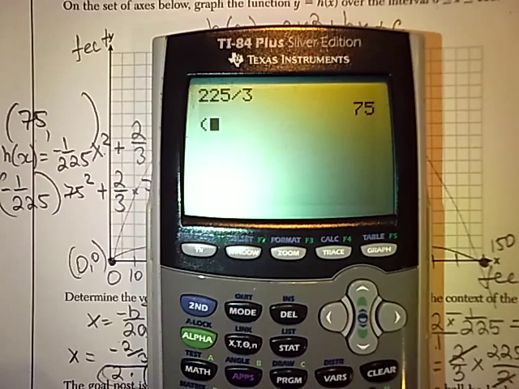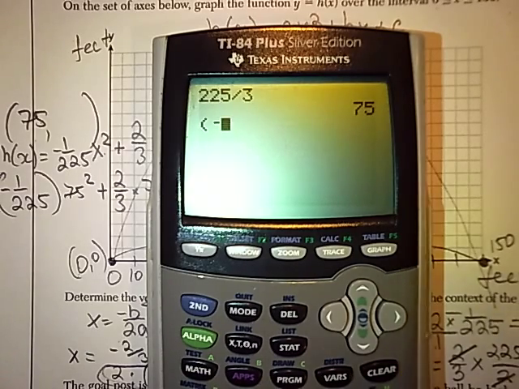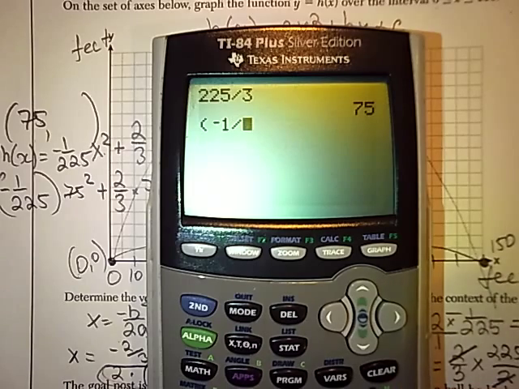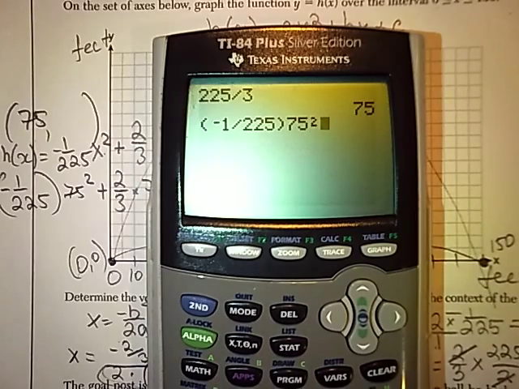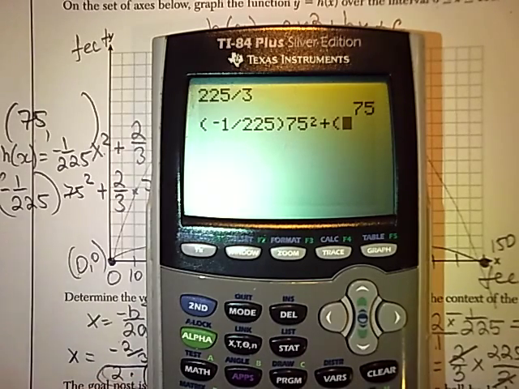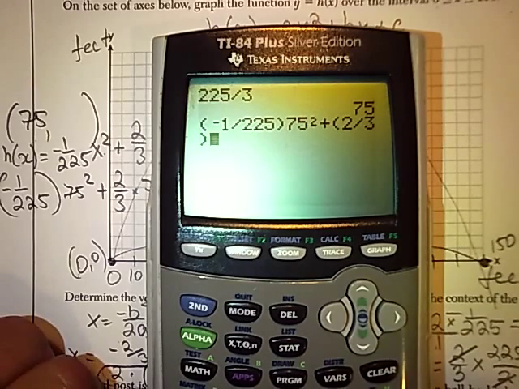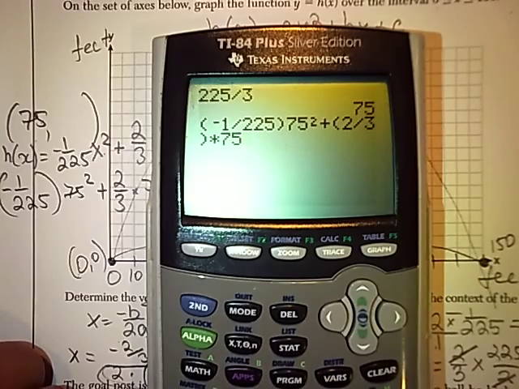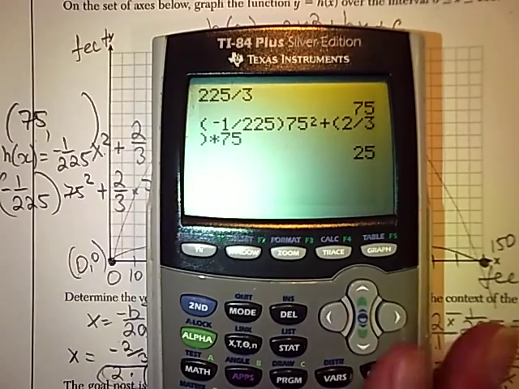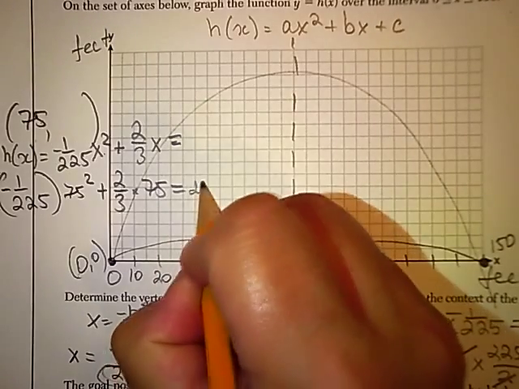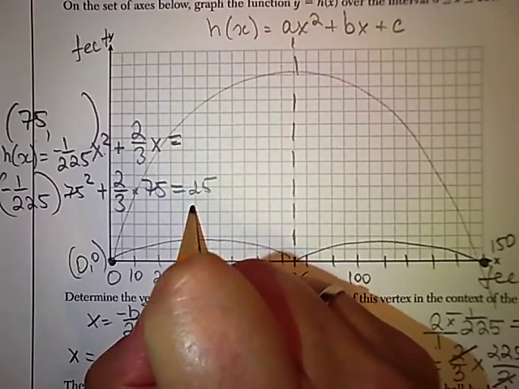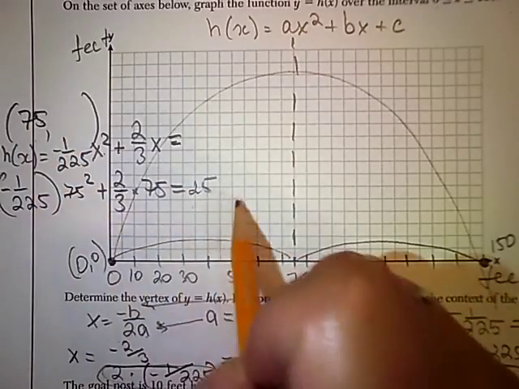Open the parentheses, negative 1 divided by 225, close the parenthesis, 75 squared, plus, let me open the parenthesis for 2 over 3, or 2 divided by 3, times 75. Press enter, and the result is 25. So the y-coordinate for x equals 75 is 25.